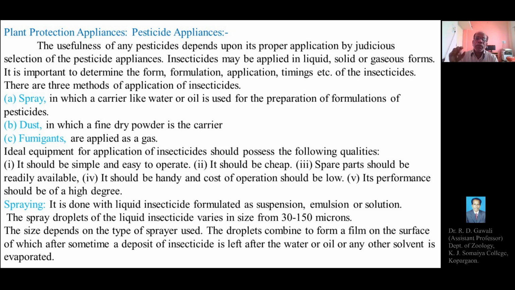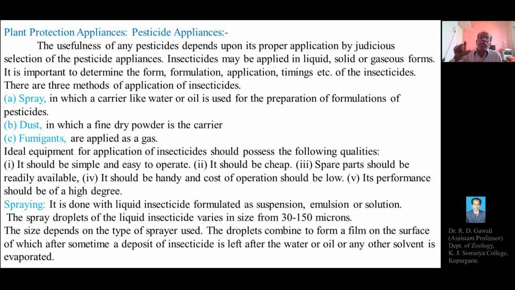The droplets combine to form a film on the surface of the crop, on which after some time a deposit of insecticide is left after the evaporation of the water or oil or any other solvent from the surface of the crop plant or the plant leaves.